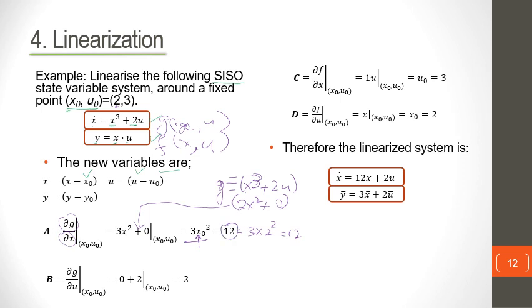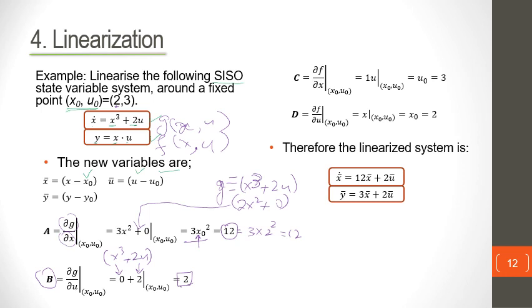And then in a similar manner, for the b matrix, you take dg/du. So if you take x cubed plus 2u and differentiate with respect to u, the first term will be 0. This will just simply be 2, and at the equilibrium it remains 2.